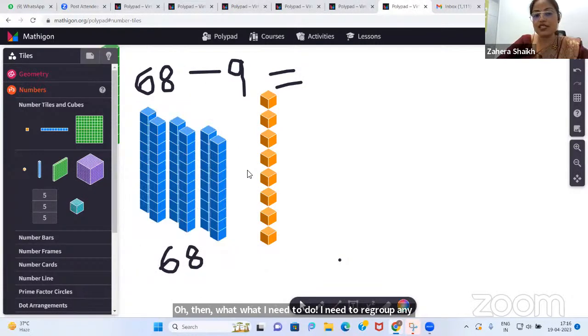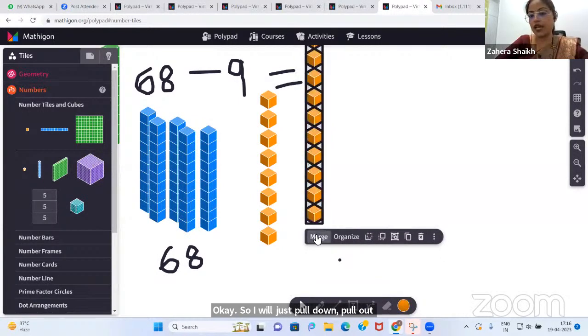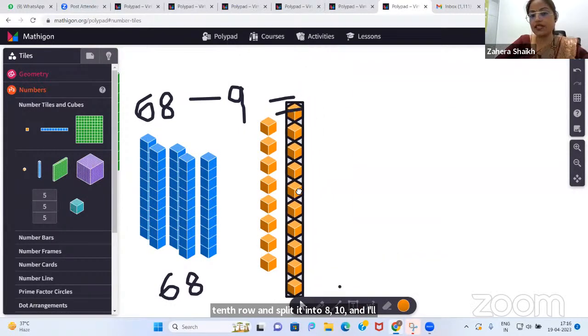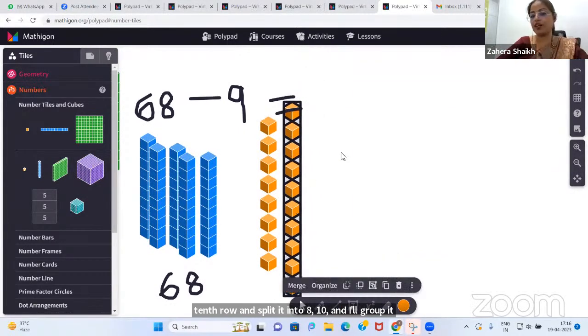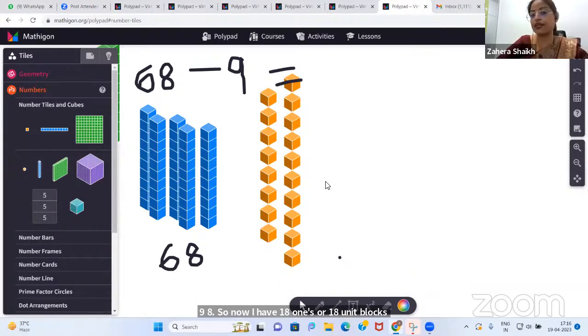Okay, so I will just pull out one ten rod and split it into ten ones, and I'll group it with this 8. So now I have 18 ones, or 18 unit blocks. Now it's quite easier for me to subtract 9 out of these 18 blocks.